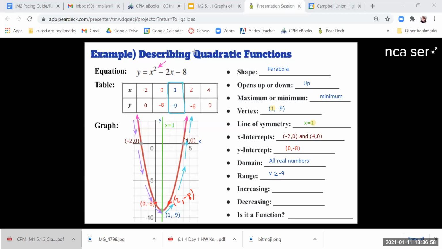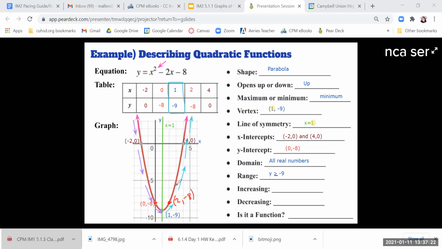So what this tells me basically is that on this side of the line of symmetry, the whole thing is downhill. On this side of the line of symmetry, the whole thing is uphill. I know that's really sloppy, but do you see what I mean? So those are the zones of increasing and decreasing.